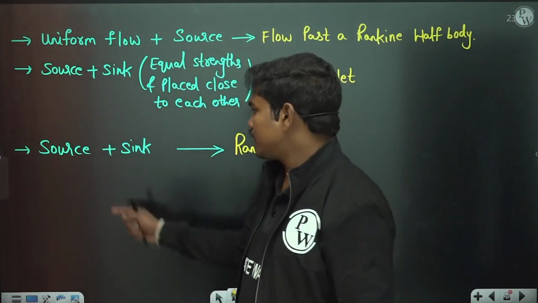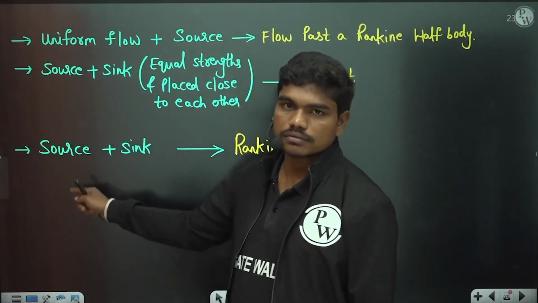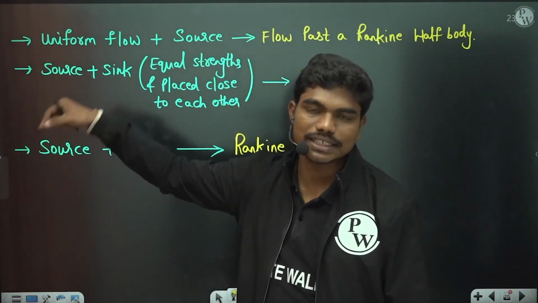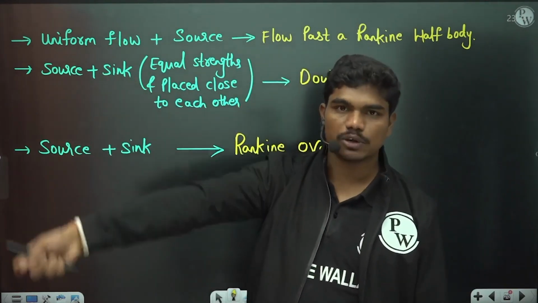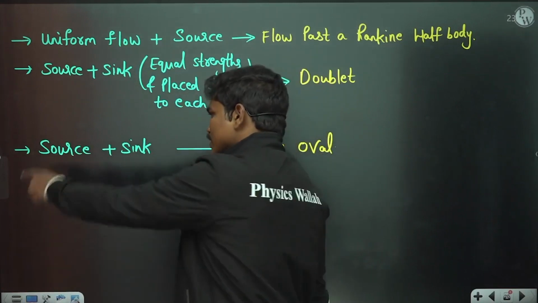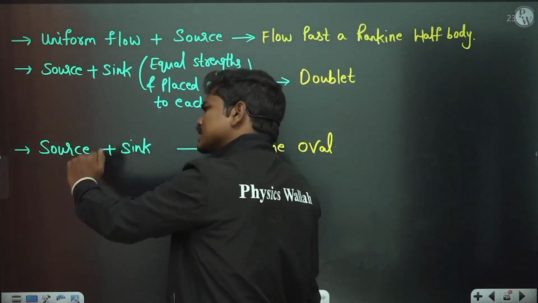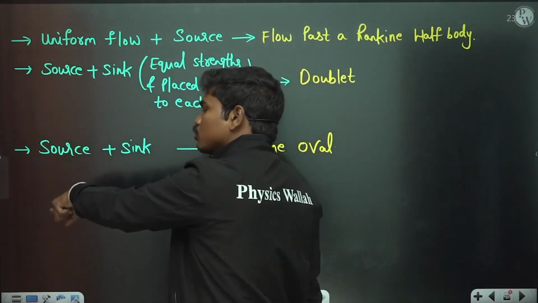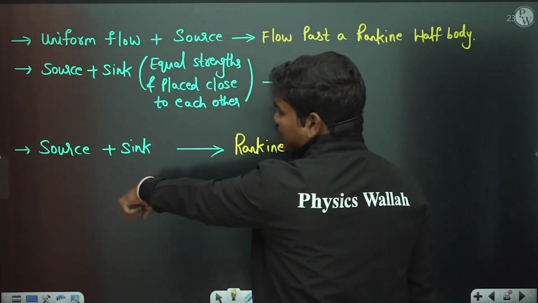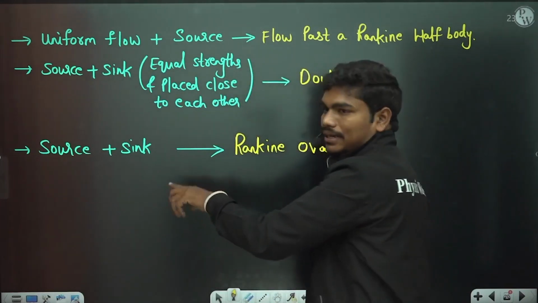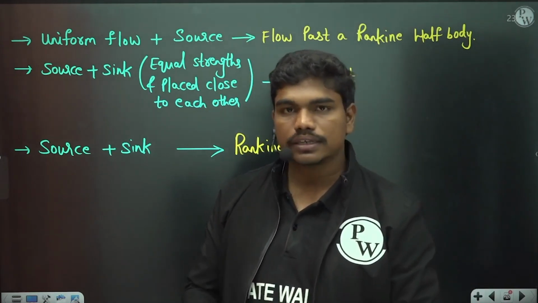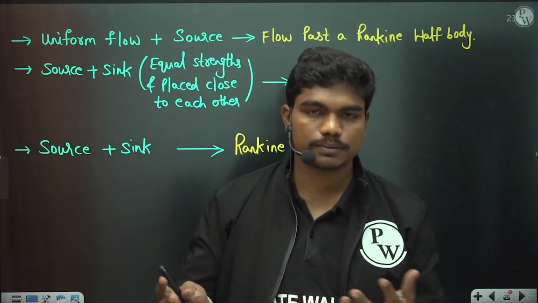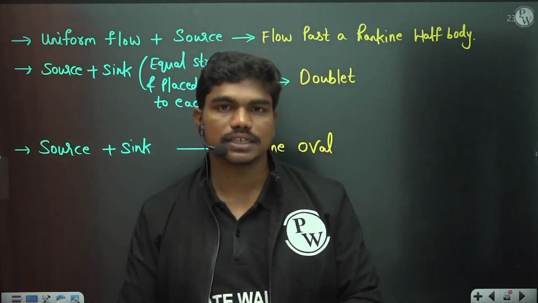Whatever is the condition, we write m1 by 2 pi ln z minus z1, supposing the source is placed at z equal to z1 and the sink is placed at some other location, say z equal to z2. Then we write the potential as m1 by 2 pi ln (z minus z1) minus m2 by 2 pi ln (z minus z2). That's the potential function that we write, and from that we will calculate the stream function. Basically, if you split it into real and imaginary parts, you will get the stream function.